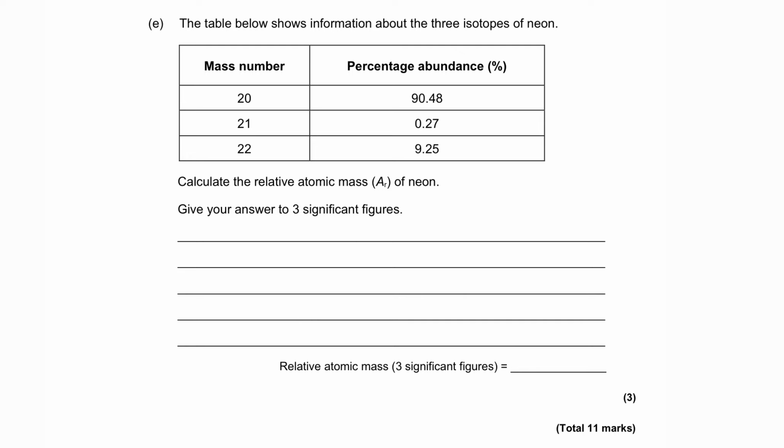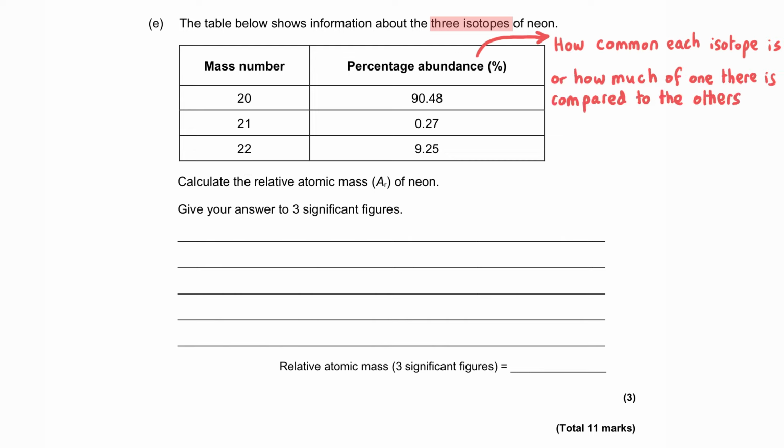The table below shows information about the three isotopes of neon. You can see that there are three isotopes of neon, each with three different mass numbers, 20, 21, and 22. And there are abundances of each of them given as a percentage. Mass number 20 has an abundance of 90.48, which means it is the most abundant of the three isotopes. Mass number 21 is 0.27%. Mass number 22 is 9.25%.